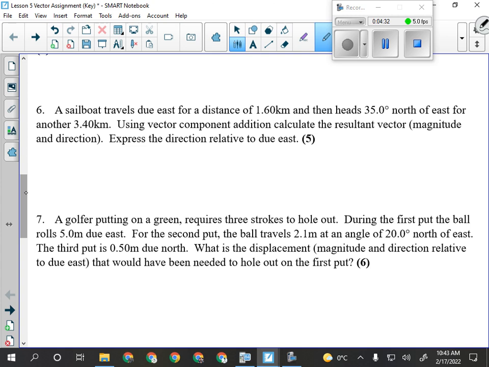Number 6, sailboat travels east 1.6, then heads 35 degrees north for another 3.4. Use vector component addition to calculate the resultant vector. Basically also the same as the quiz this morning, a similar type of question. But that last sentence is important. They want the vector measured from due east.